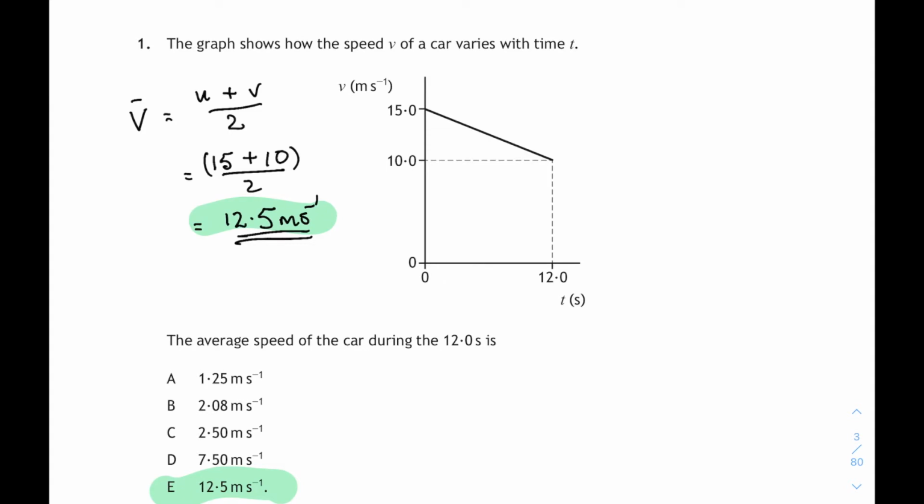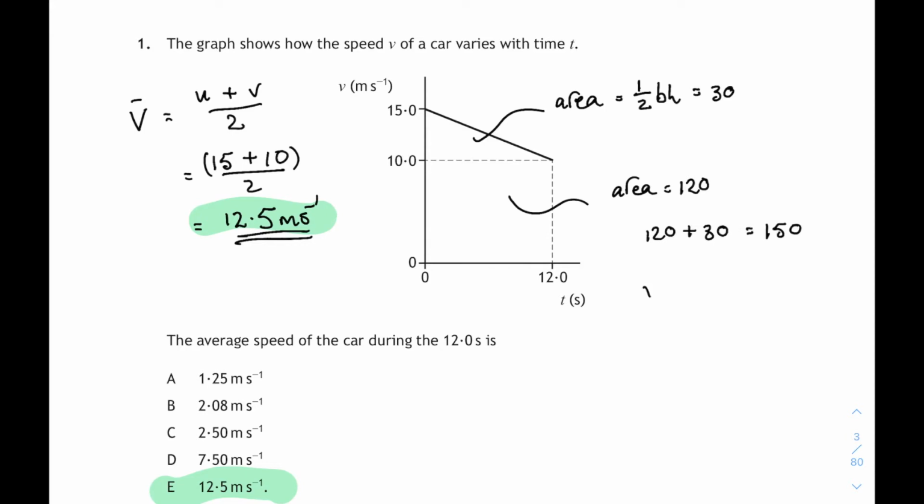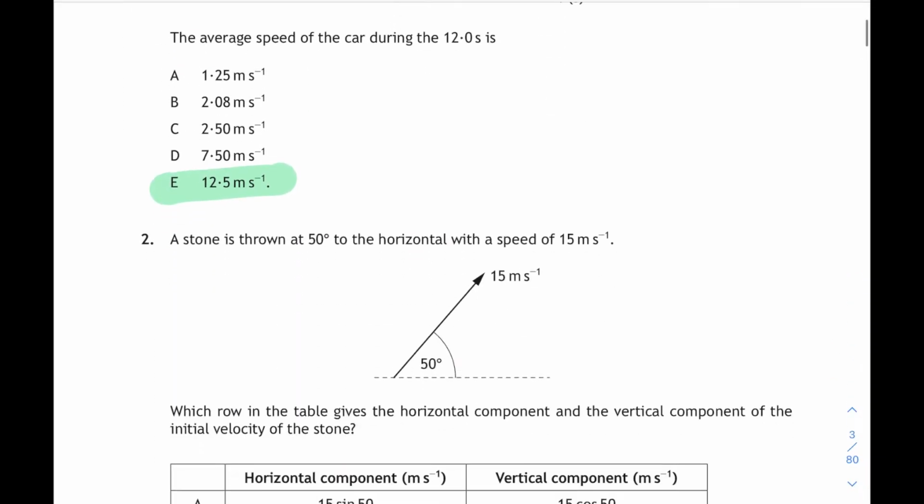You could, of course, also have done this question by working out the area under the graph. The area of the rectangle is 120. The area of the triangle is half the base times the height, which is 30. So the total area is 150. That's the total distance gone. So average speed, distance over time, 150 divided by 12, 12.5 meters per second. Same answer.